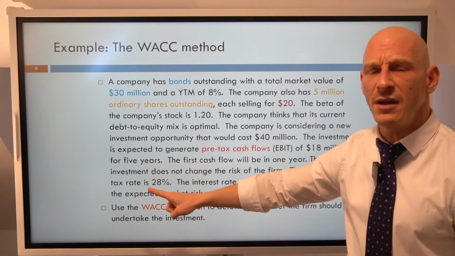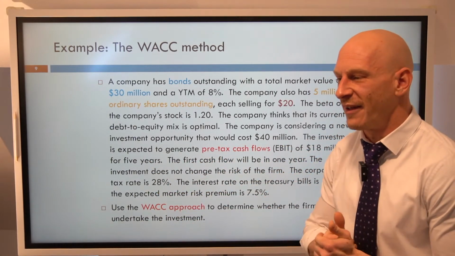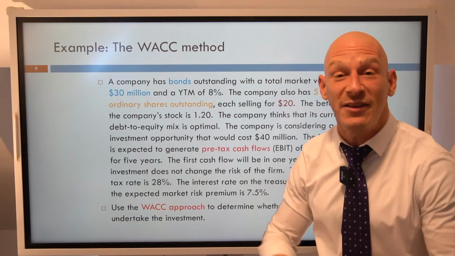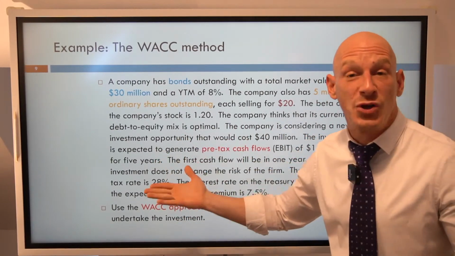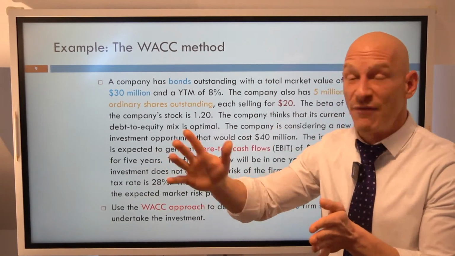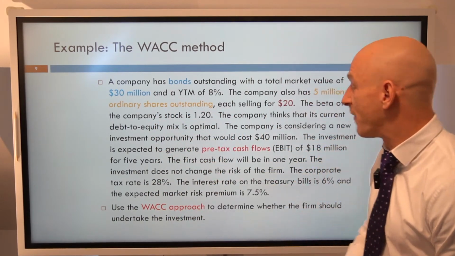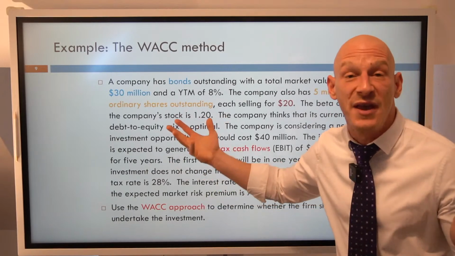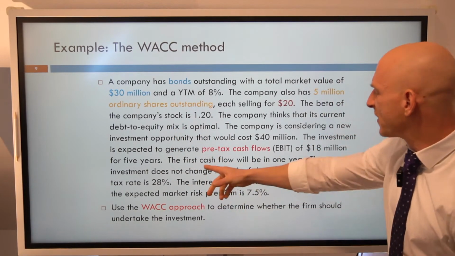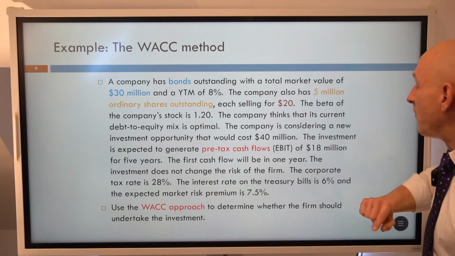Is this a perpetuity? Excellent. I see you all shaking your head. You're absolutely right. A perpetuity means the same cash flow every year forever. This is for 5 years. 5 years is not forever. So it's not a perpetuity, it's a 5-year annuity. The first cash flow will occur in 1 year.